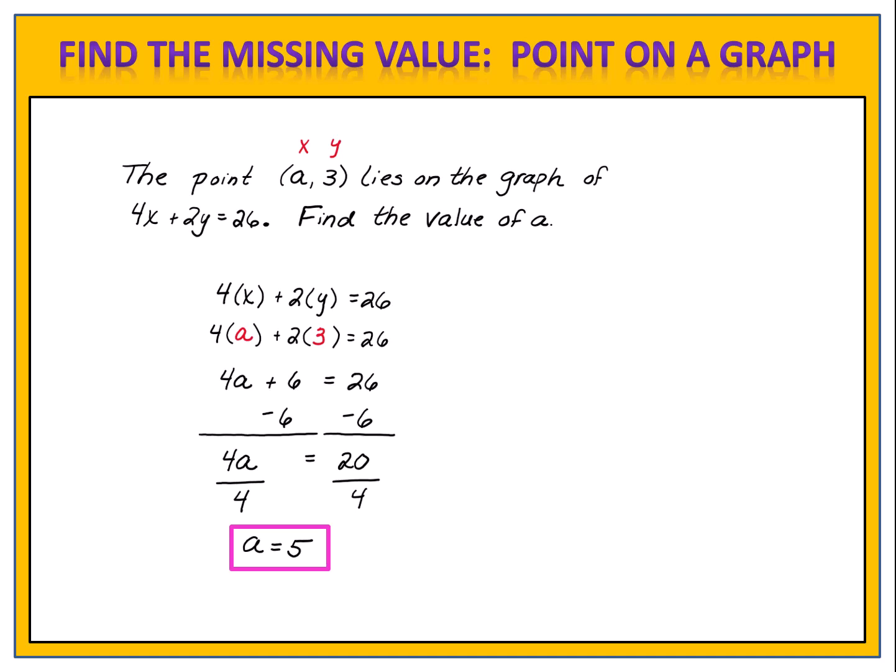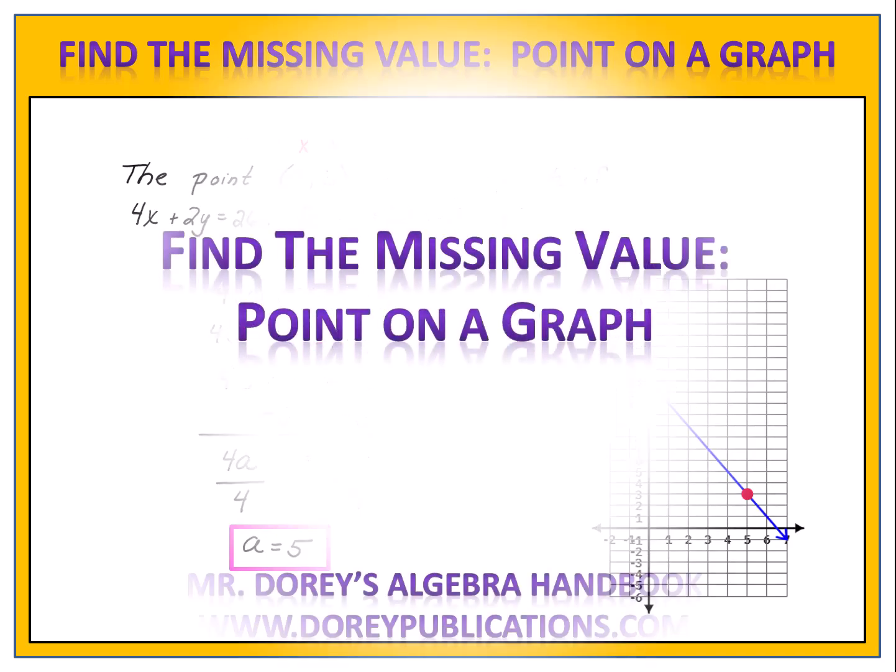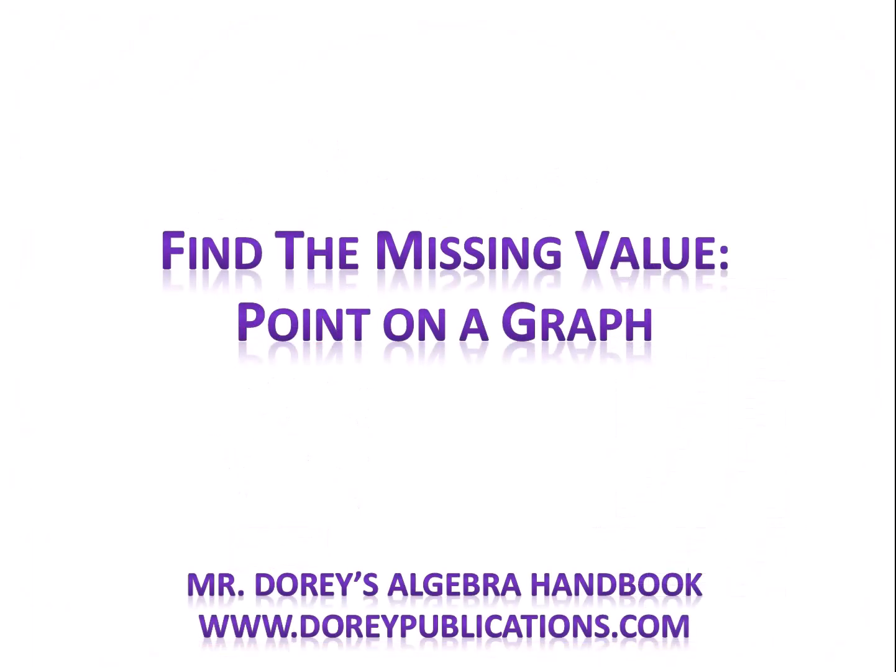We could verify this by looking at the graph of the equation 4x plus 2y equals 26. If we look on the graph where the y value is 3, we find that the x value is 5, so the point 5, 3 is the point on the graph. This is everything you need to know in order to find the missing value in a point when given the equation.